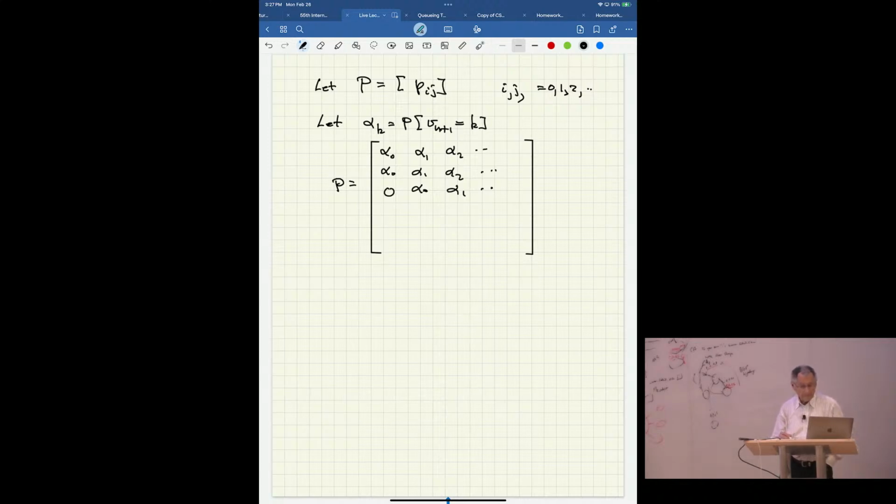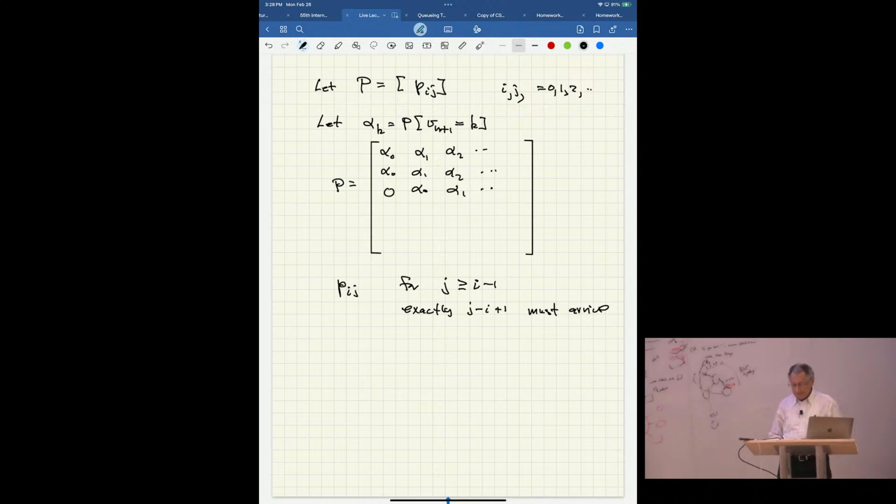Now, let's look at Pij. For j greater than or equal to I minus 1, exactly how many have to arrive? I started with I. I'm going to go to the next state, j, greater than or equal to I minus 1. The answer is simply j minus I plus 1.